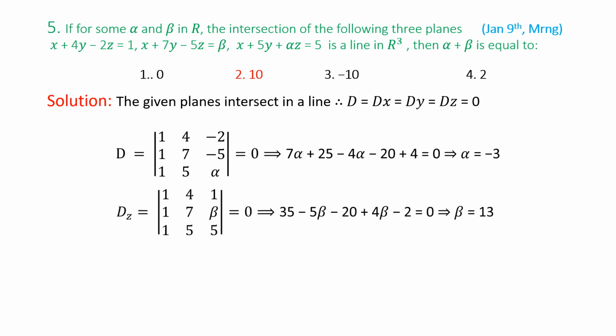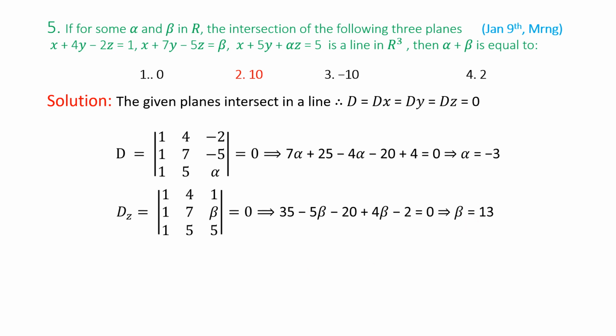Next, calculate dz equals to: first column does not change, second column also does not change, third column will be replaced by the constant matrix 1, beta and 5. This will also be equal to 0. Now simplify this determinant. Then we get 35 minus 5 beta minus 20 plus 4 beta minus 2 equal to 0. So then we get the value of beta equal to 13.